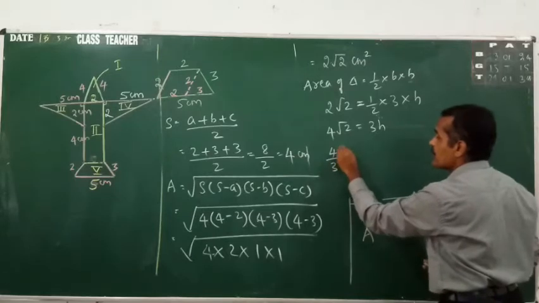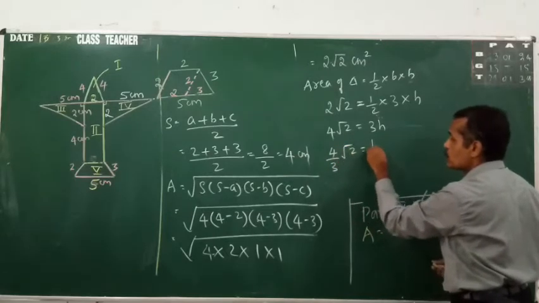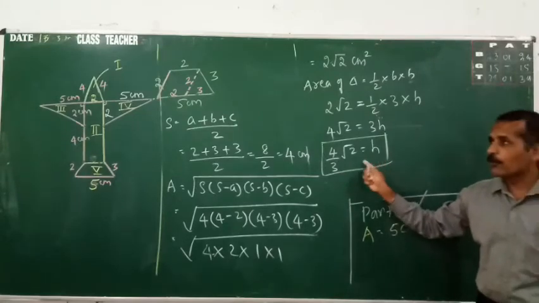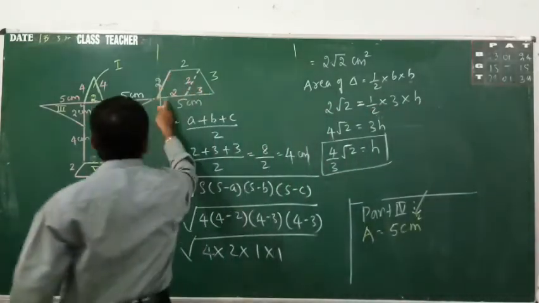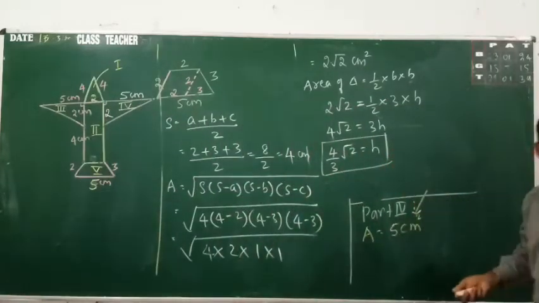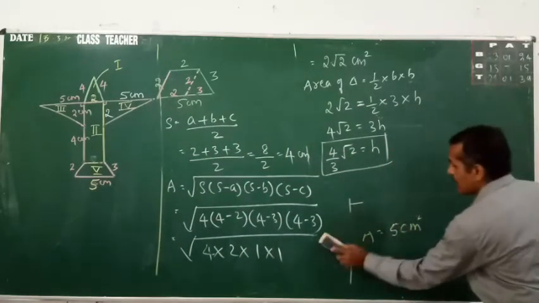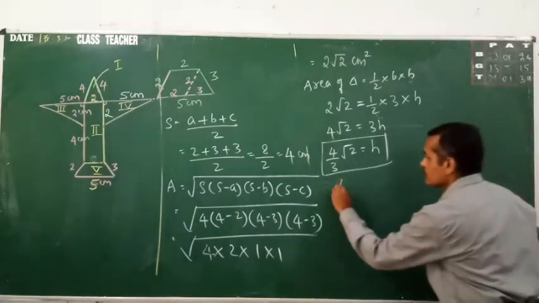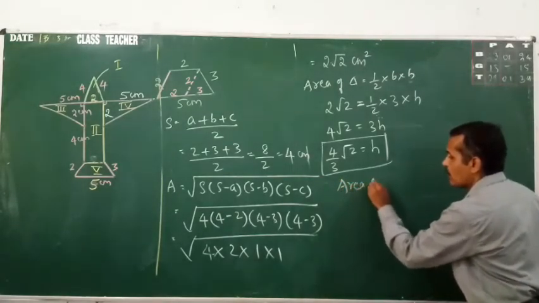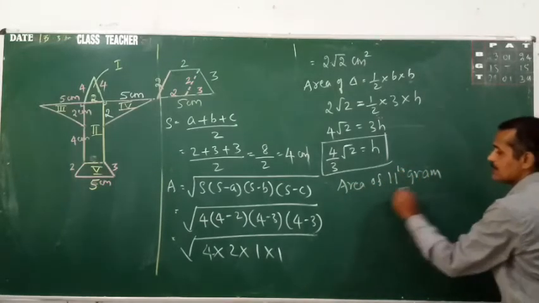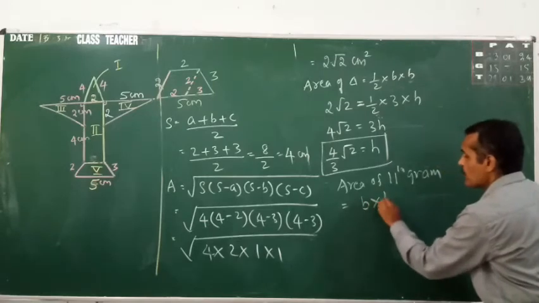4 by 3 root 2 is equal to h. You got the height. Why will this height be needed? This can be used to find the area of the parallelogram. Now I will write: area of the parallelogram is equal to base into height.